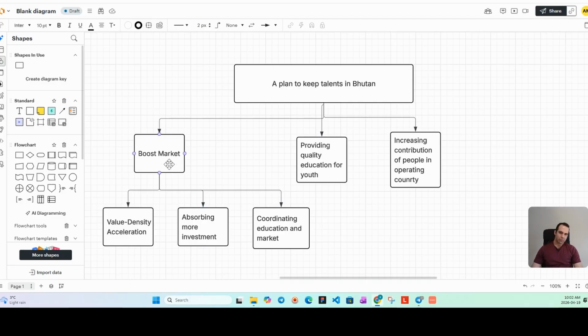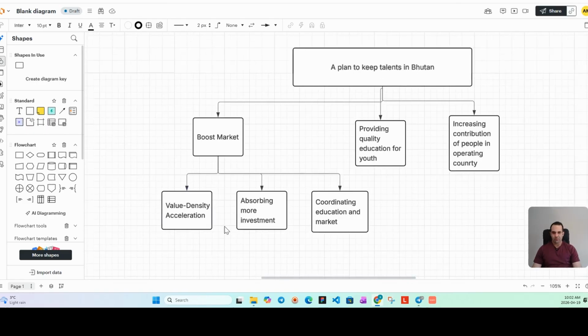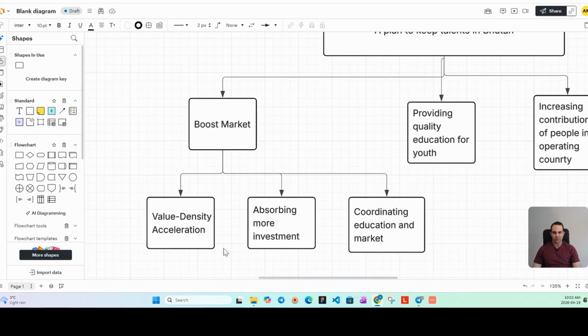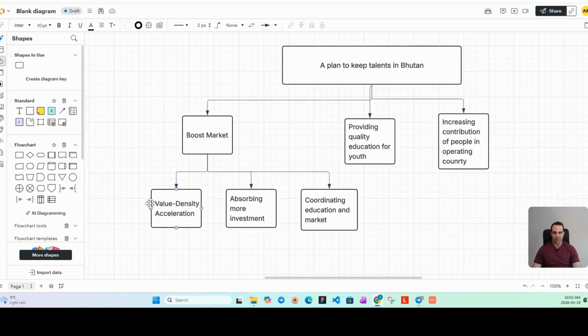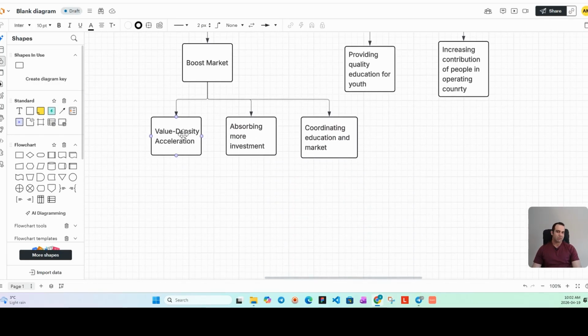So when we say we want a plan to keep talents in Bhutan, we want to boost the market. To boost the market, we want to increase the value density, we want to absorb more investment, and we want coordination between education and market. In this case, we can boost the market. So we can focus on each one of these plans and strategies. We say value density acceleration.